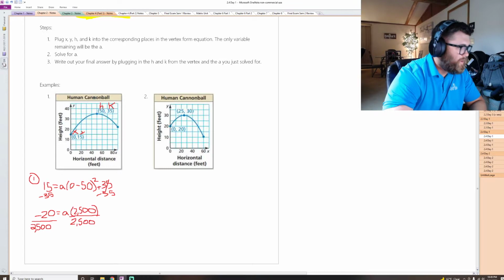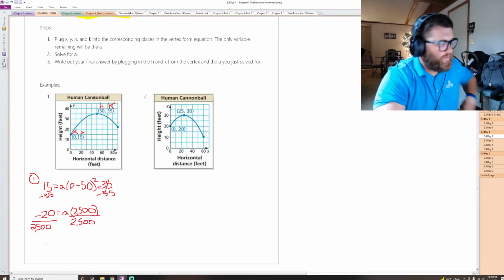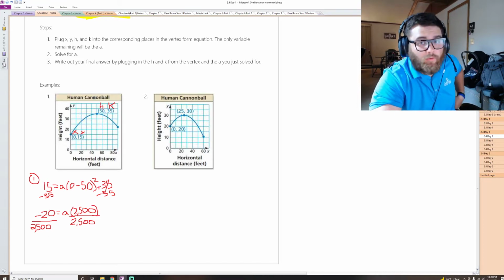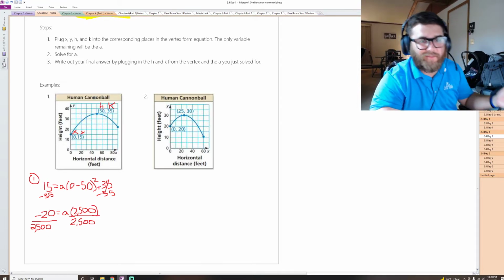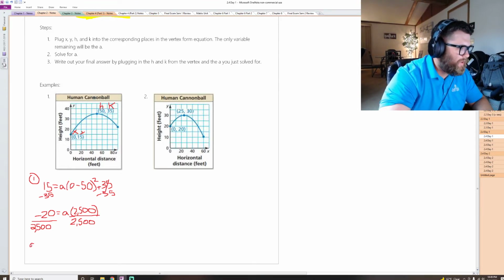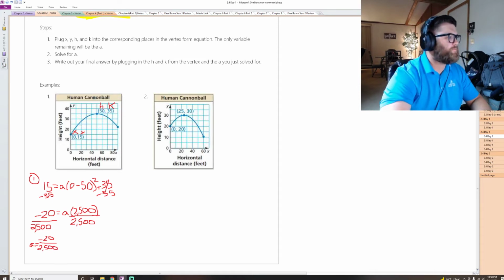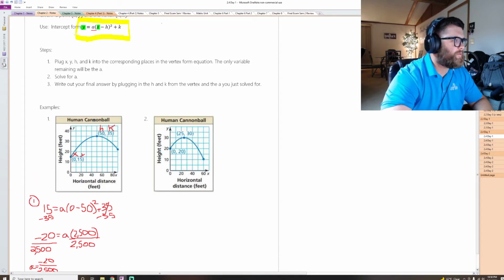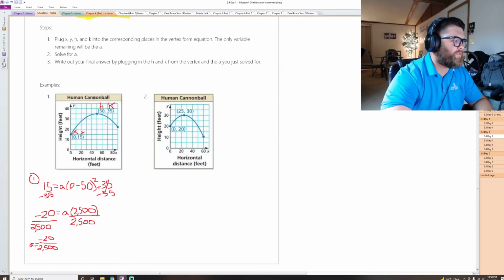Classic. Okay, so we get a equals negative 20 over 2,500, which if we wanted to simplify that we can. Is there really a need to? I don't see it. So my a is going to be negative 20 over 2,500. We can plug it right back into this equation, leaving x and y as x and y.